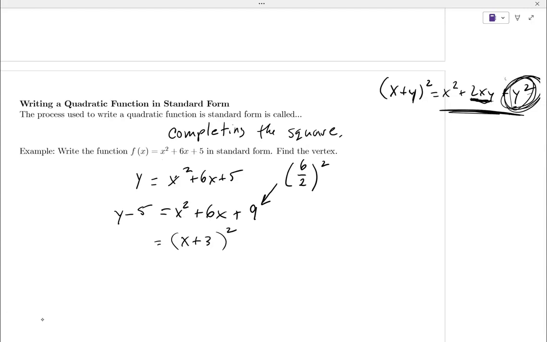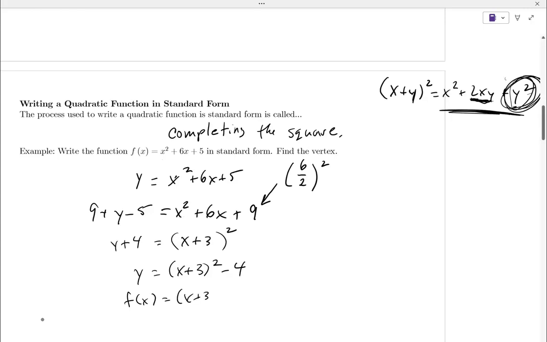I forgot to do something in the previous step. I added 9 on the right-hand side. Can I just add to one side of the equation and keep everything the same? No. I also need to add 9 to the left-hand side. What does the left-hand side become now? y plus 4. And now we can put this in standard form by subtracting your 4.